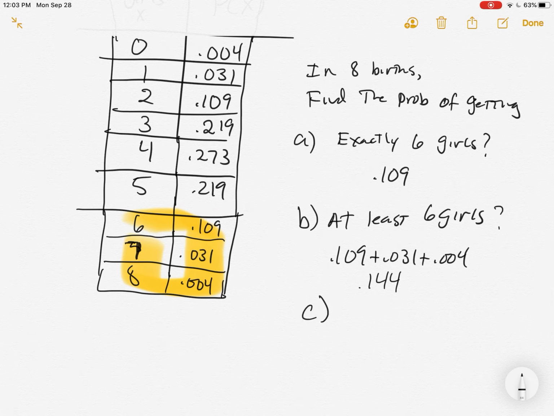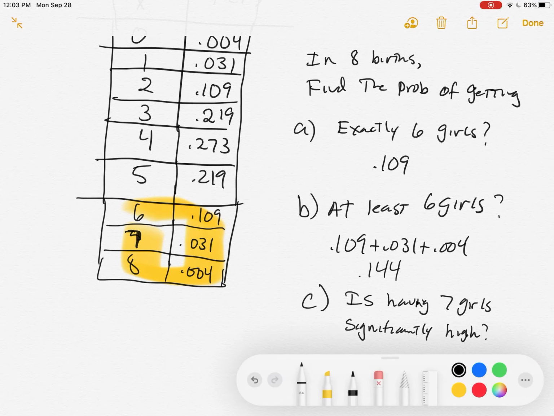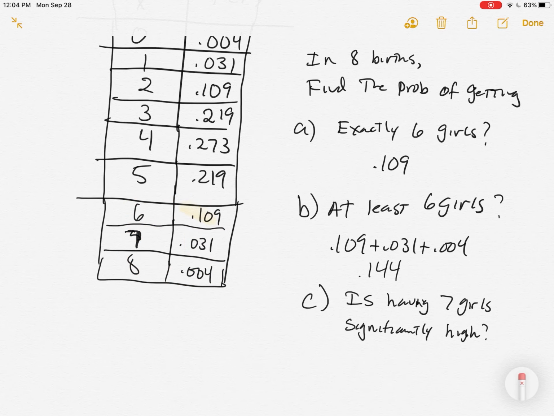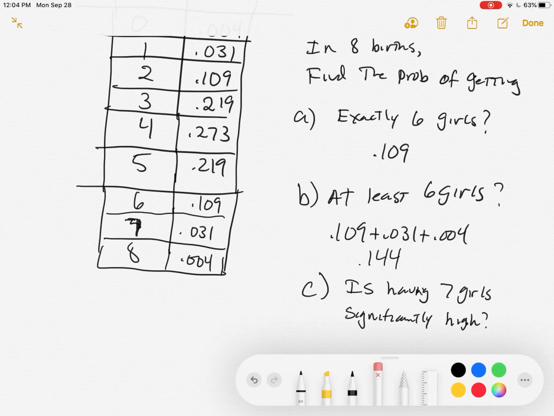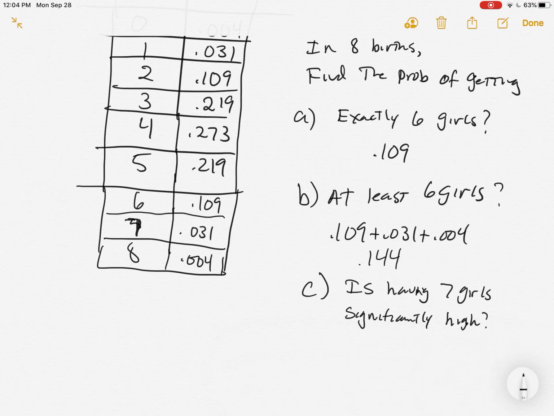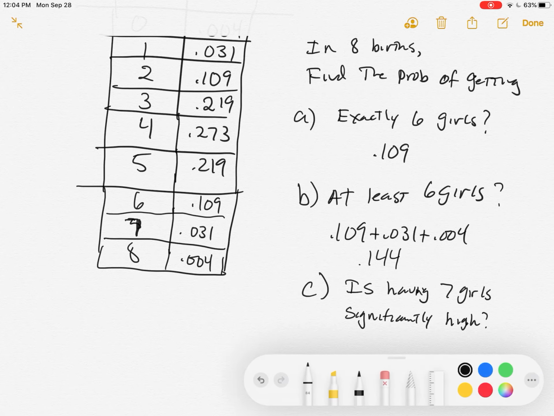They're going to ask something like this. Is having 7 girls significantly high? Is 7 girls among 8 children significantly high? And we don't want you to answer that arbitrarily. That is answered by asking the question, is it less than 0.05? So 7 girls. Now when they say 7 girls is high, recognize that when you have 8 girls, you also have 7. That's their mindset.